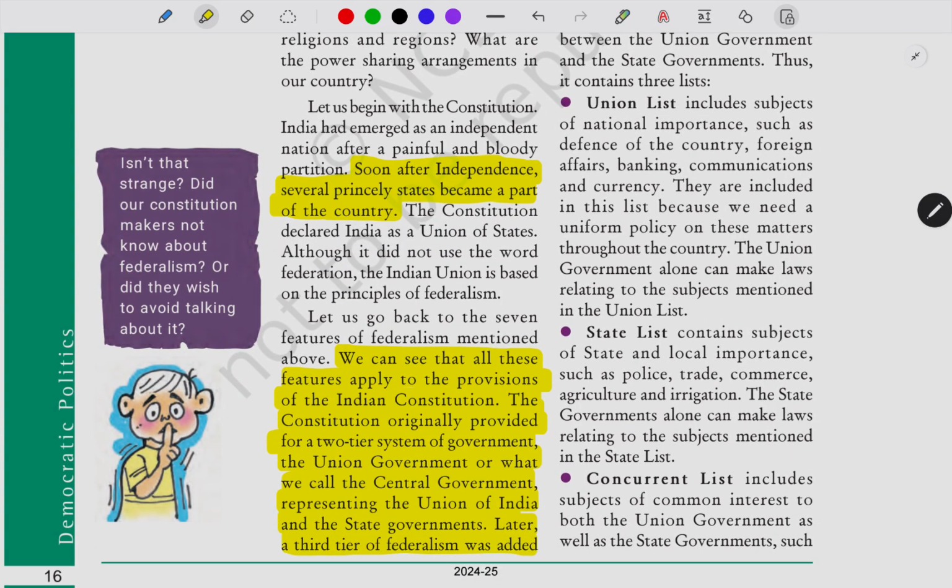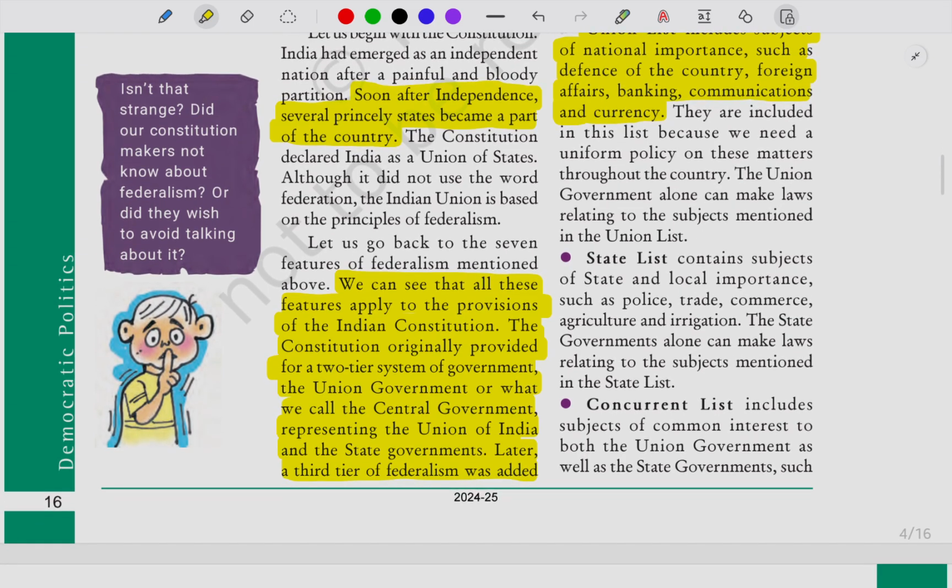Union list, it includes subjects of national importance. So, Union list includes subjects of national importance such as defense of the country, foreign affairs, banking, communication, and currency. They are included in this list because we need a uniform policy on these matters throughout the country. Currency, banking, foreign affairs, defense, and communication. Okay, these are throughout the country, and those are important. The union government alone can make laws related to the subjects mentioned in the union list.